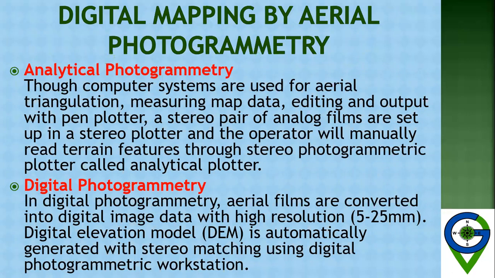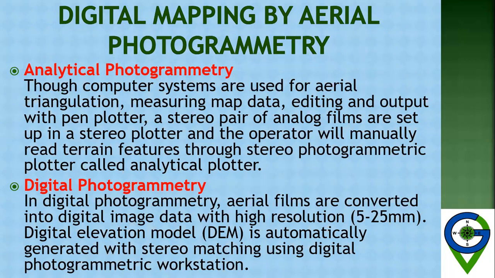So digital mapping by aerial photography. Analytical photogrammetry, though computer systems are used for aerial triangulation, measuring map data, editing and output with pen plotter, a stereo pair of analog films are set up in a stereo plotter, and the operator will manually read terrain features through a stereo photogrammetric plotter called an analytical plotter.